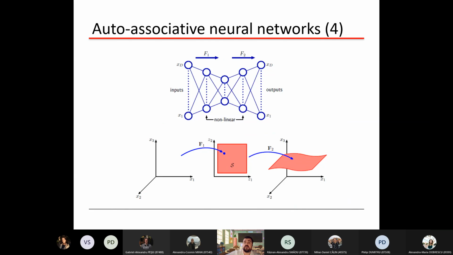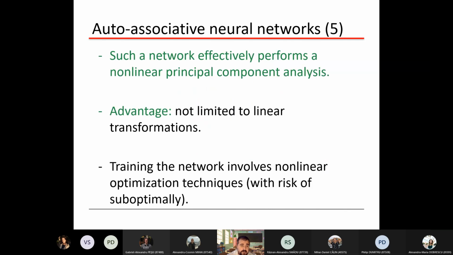However, if we have multiple layers, for example, if we have 4 layers and we use non-linear activation in the first and the third layer, then F1 will map the original data space into a new subspace S, which will be the principal subspace, and then F2 will do another non-linear transformation to send it back to the original data space. Such a network effectively performs a non-linear PCA.